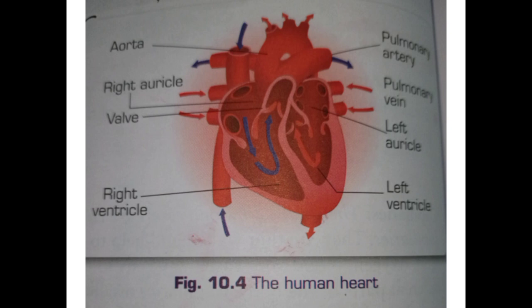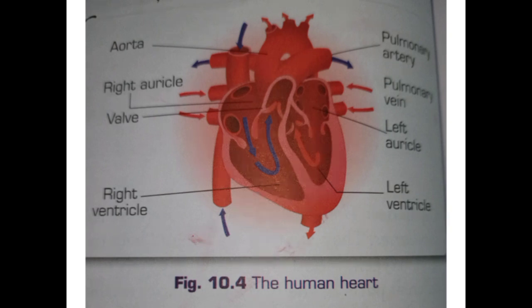The right ventricle pumps the blood to the lungs, from where carbon dioxide is removed and oxygen is absorbed. The left atrium receives the oxygen rich blood as it comes back to the heart from the lungs. The left ventricle pumps this blood to different parts of the body.